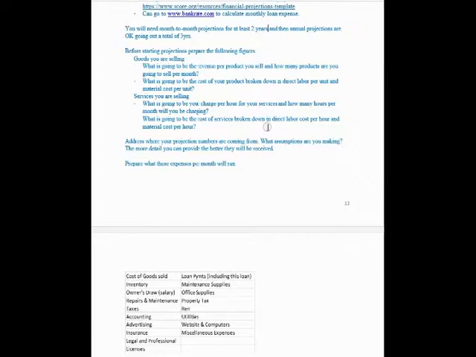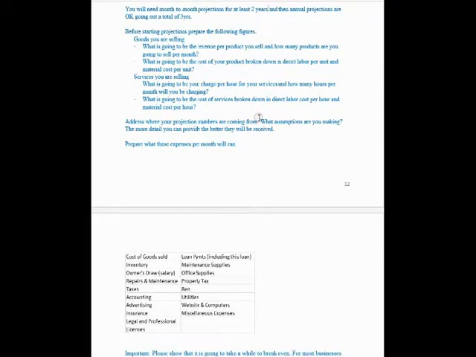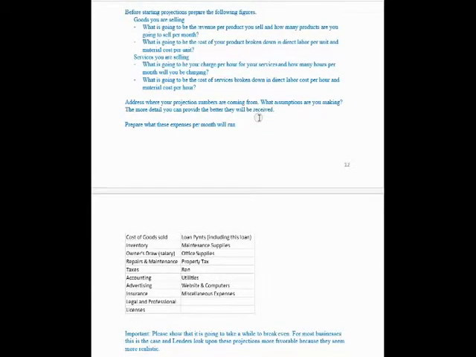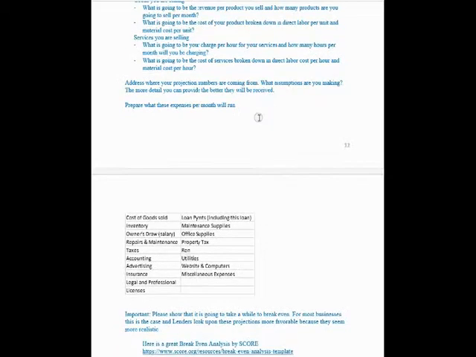Services you're selling: what's going to be your charge per hour for your service, and how many hours per month will you be charging? What's going to be the cost of service, broken down into direct labor cost per hour and material cost per hour? Again, everything needs to make sense. If you have, say, plumbers working for you and they're charging so much per hour, as you're making more sales, that's going up your revenue, but also your cost is going up for that direct labor. So everything needs to jive.